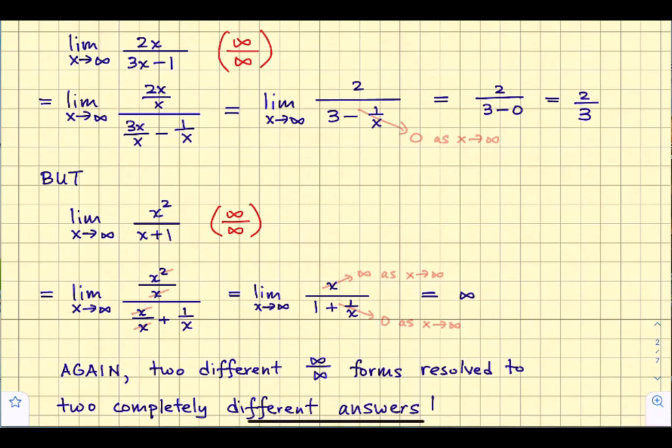When the algebraic dust settles here, we would have an x in the numerator, we would have a 1 here, and we'd have a 1 over x here. If we let x go to infinity, we can see that the 1 is just 1, the 1 over x is going to 0, the numerator is going to infinity, so the ultimate value of the limit is infinity. So once again, we're seeing that we had two different examples that take this infinity over infinity form, and they resolve to two completely different answers. This is what makes these types of limits indeterminate forms: different examples can come out to have different answers.